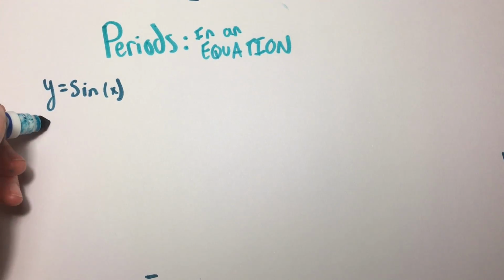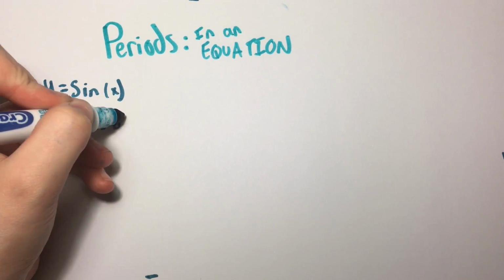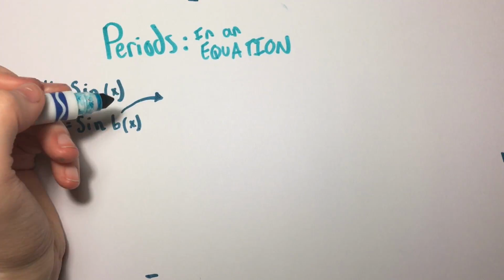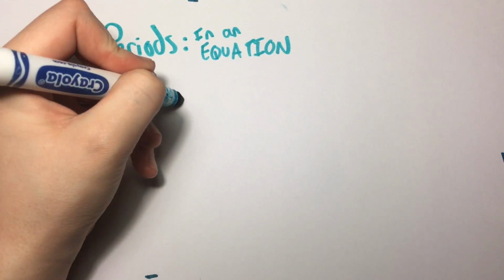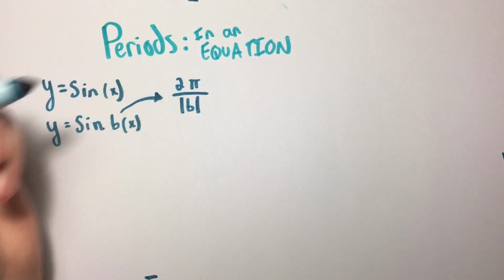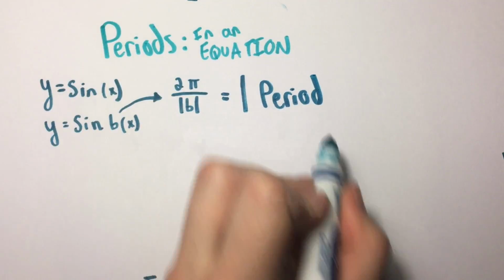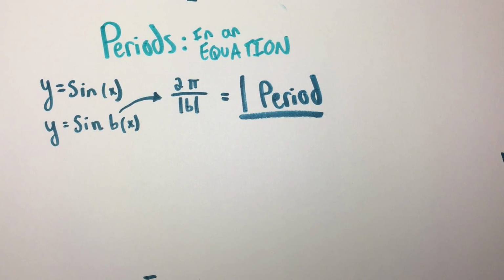So let's start with our parent function, y equals sine of x. Now we're going to add in a new value, b. Now b is instrumental in finding our period. So we're going to take 2 pi, a very important number here, and divide it by the absolute value of b to get 1 period.